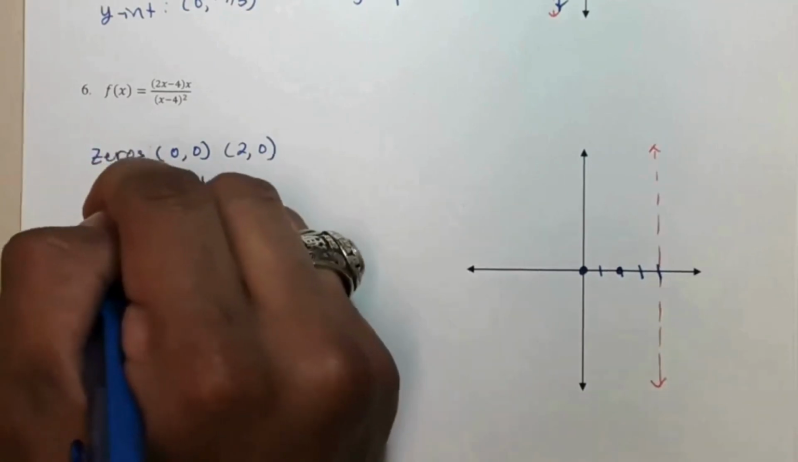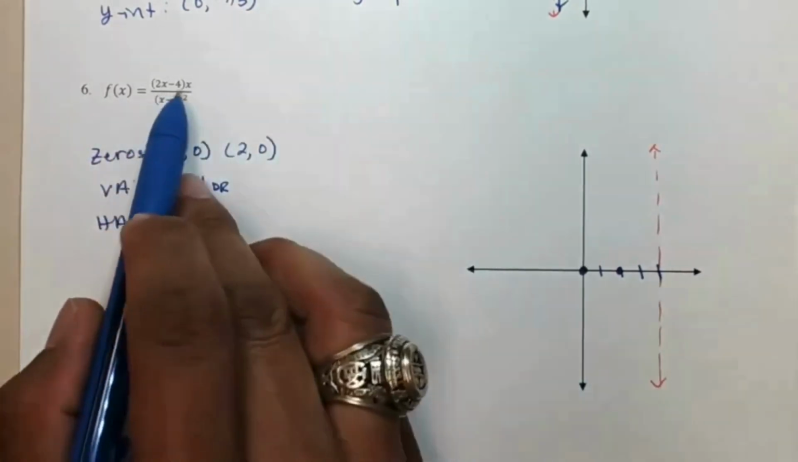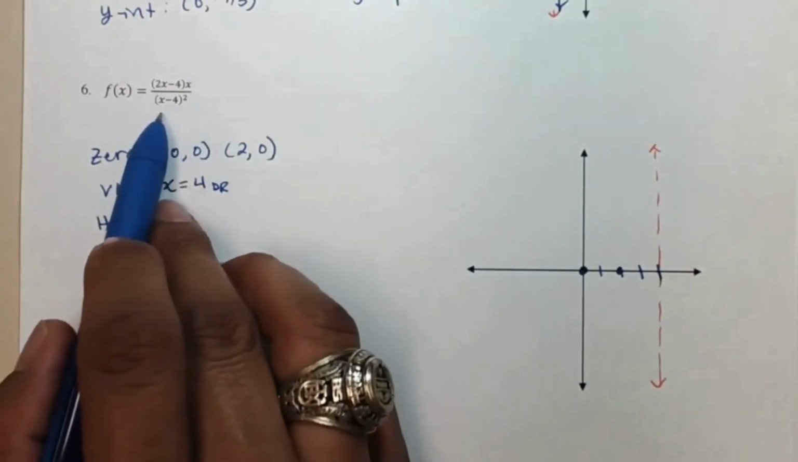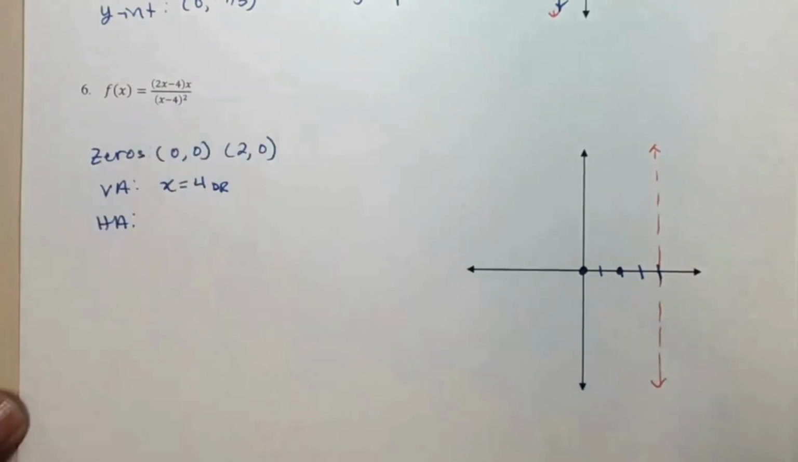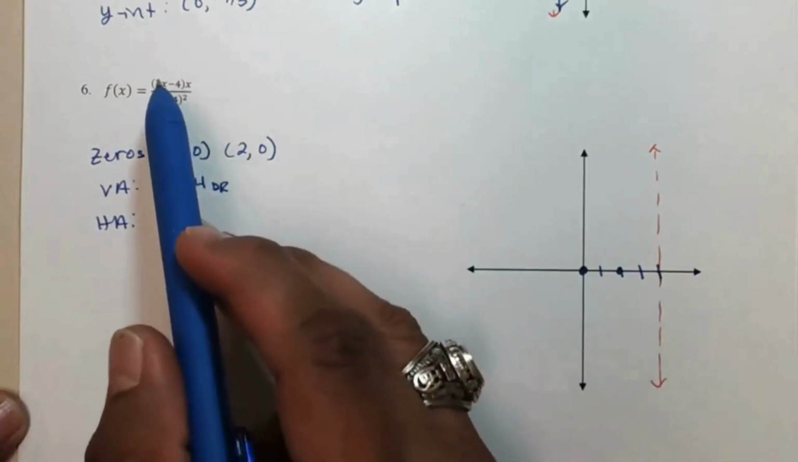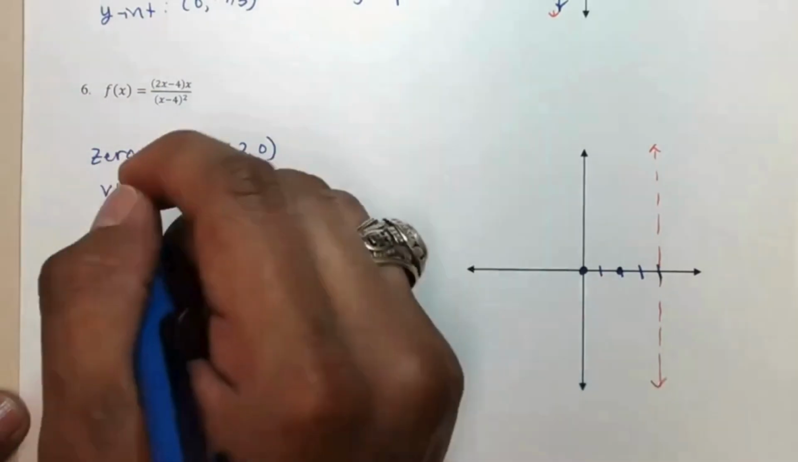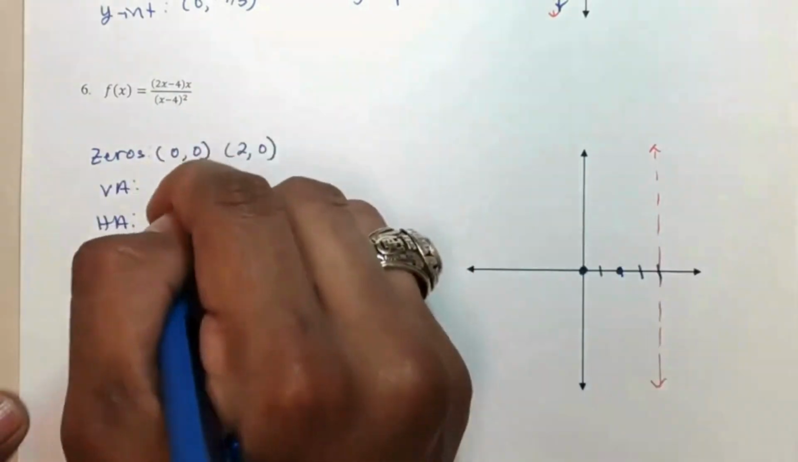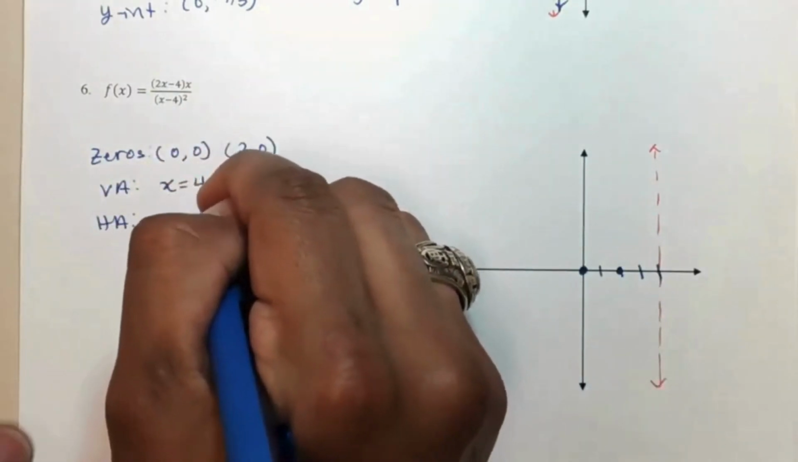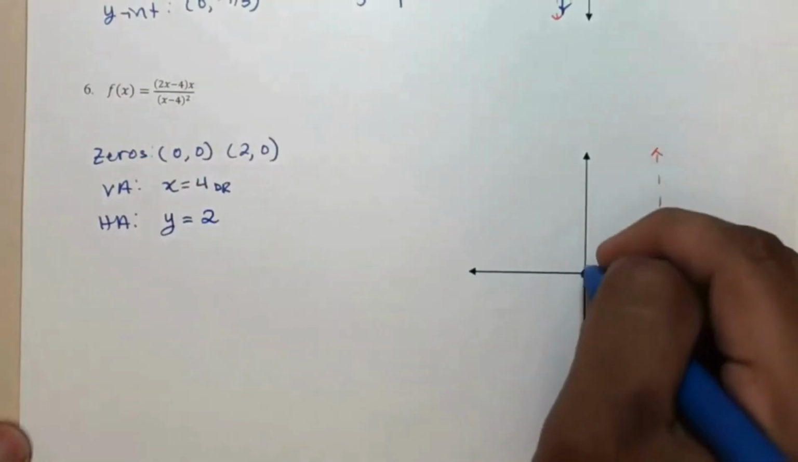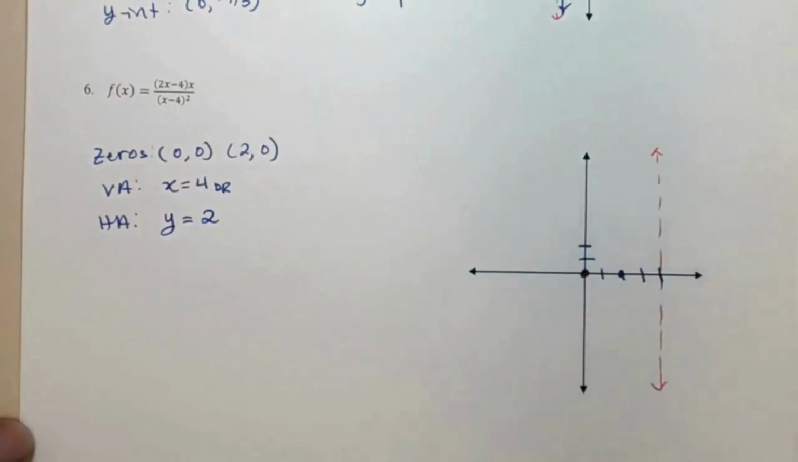Well, what about my horizontal asymptote? The degree at the top is x squared. The degree on the bottom is also going to be x squared if you FOIL it all out. But the leading coefficient on the top is going to be 2. The bottom is 1. So you end up getting that your horizontal asymptote is at y equals 2. So y equals 2, and then we draw our horizontal asymptote.